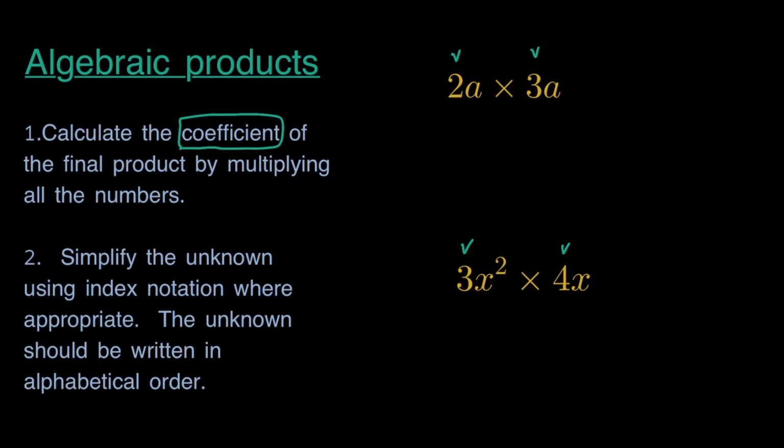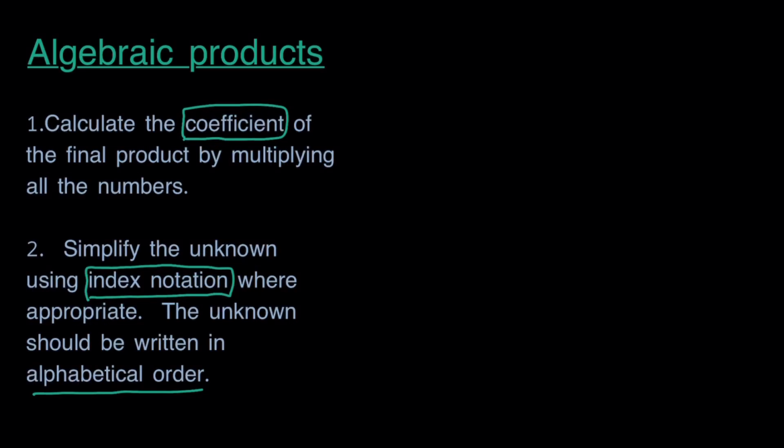Then step 2 says we will now need to simplify the unknown using index notation. So what is index notation? We will begin to learn about that too. The unknown should also be written in alphabetical order. Let's quickly recap what index notation is.